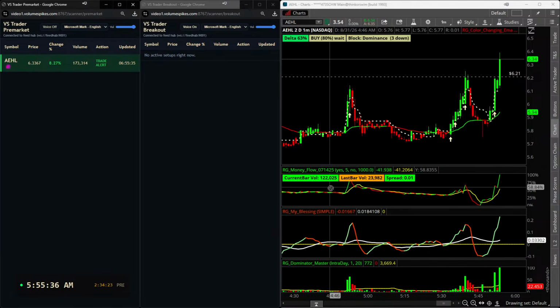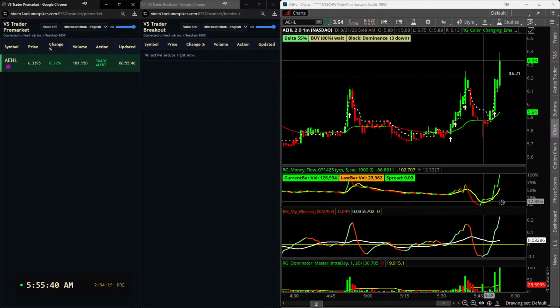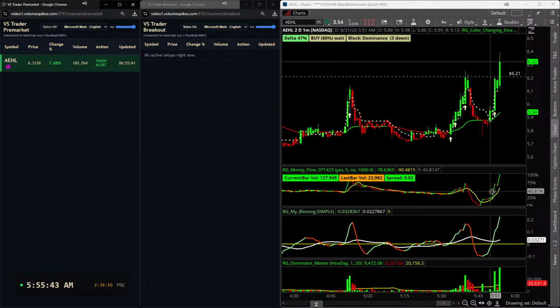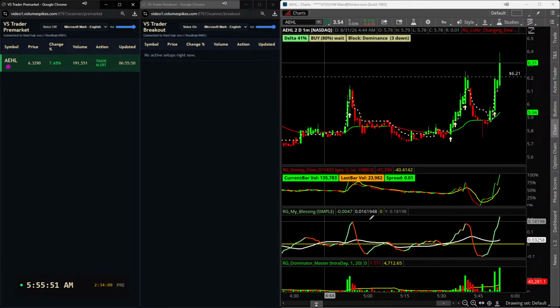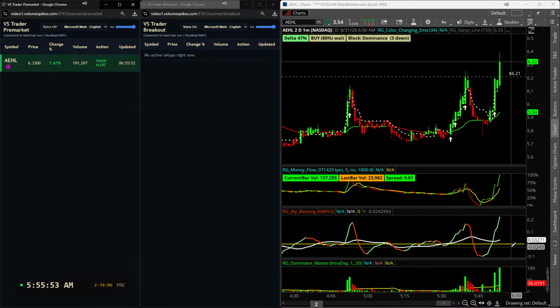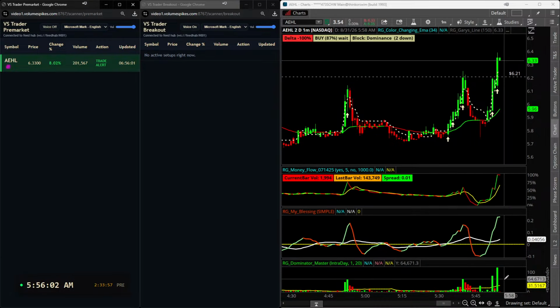Once we confirm the label's green and the volume is flowing like you see on the chart, the money flow indicator here, this green line needs to be above this yellow line, and they both need to be pointing north. And down here in the My Blessing indicator, this is a moving average indicator. This green line also needs to be moving north at the same time that this money flow is moving north.